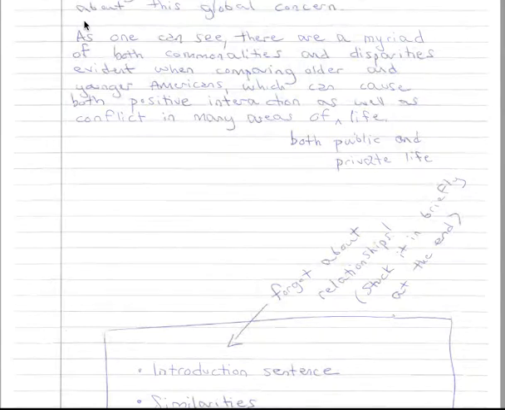And I've used some linkers, some linking words and phrases like as one can see, or I could have used to sum up, in conclusion. And I've tried to use some varied vocabulary. Instead of saying differences and similarities, or similarities and differences, I've written commonalities and disparities.